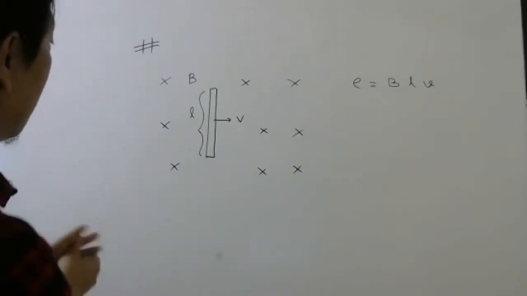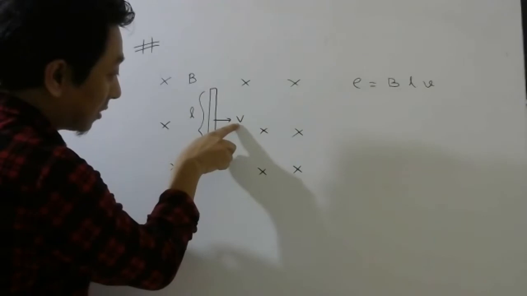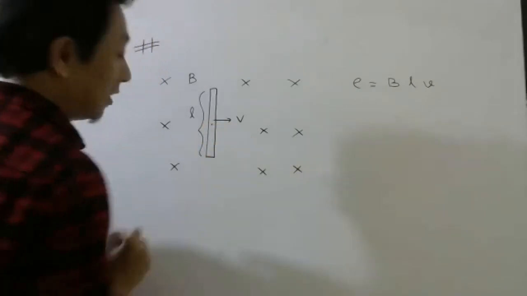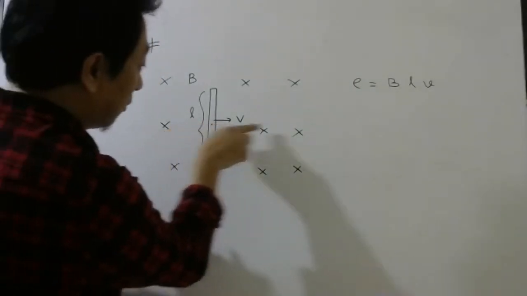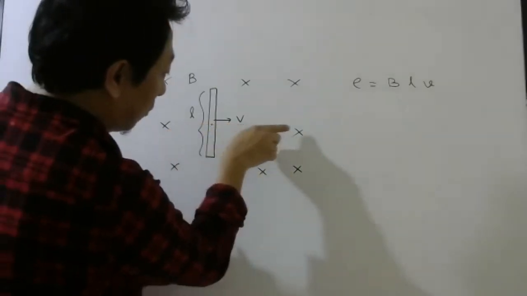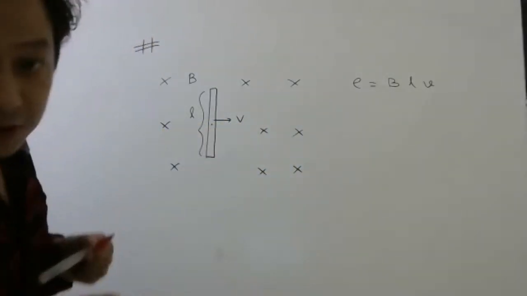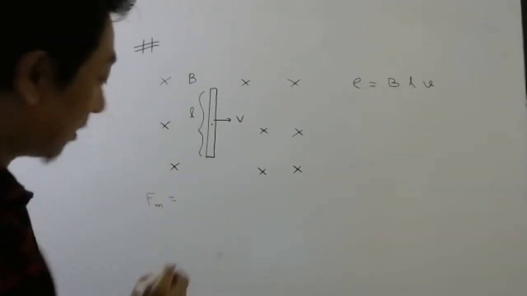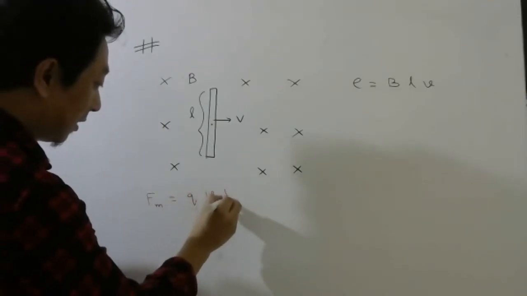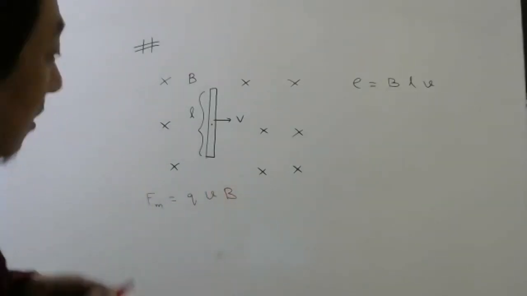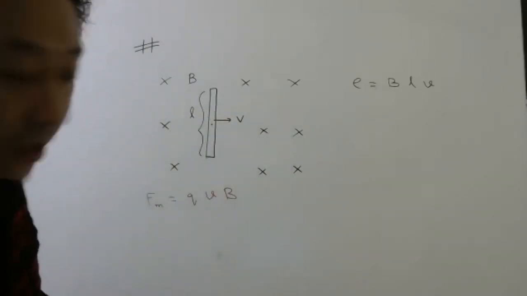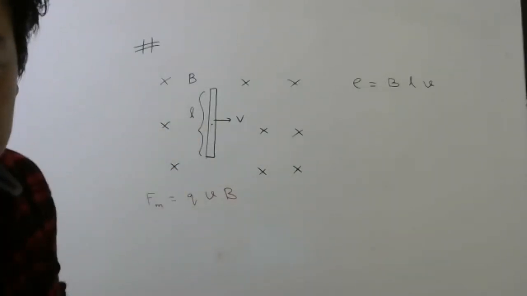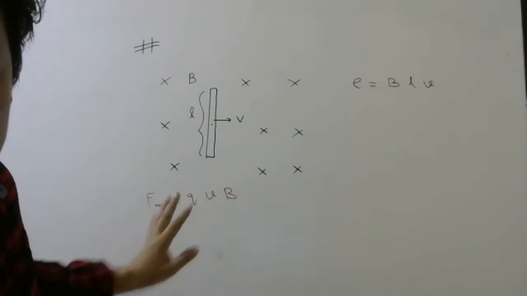Look carefully. If the rod is moving with some velocity, each electron here is also moving with this velocity. Correct or not? So the electron will feel a magnetic force, which will be given by QVB. Remember this formula? Velocity and magnetic field are perpendicular. So QVB will be your magnetic force on the electron.